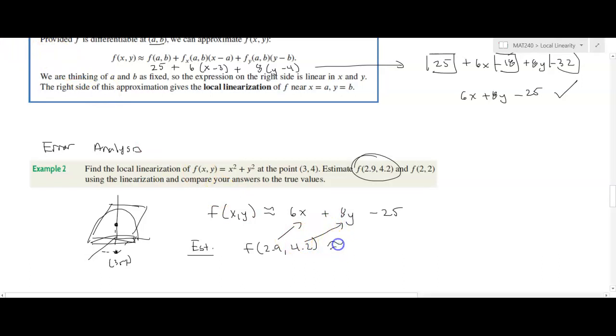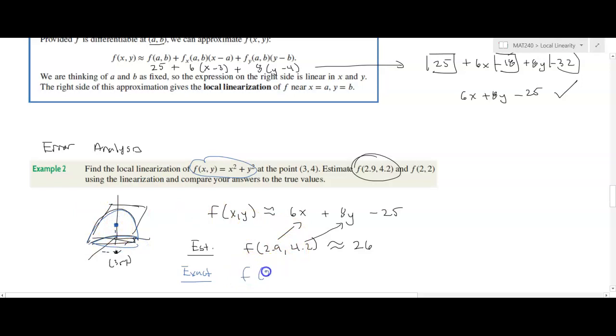We get our approximation of 26. Now, the exact value is going to be the value that actually comes out of the original function. That is this guy right here. So the exact value can be visualized as the output along this surface. That's this actual point right there.